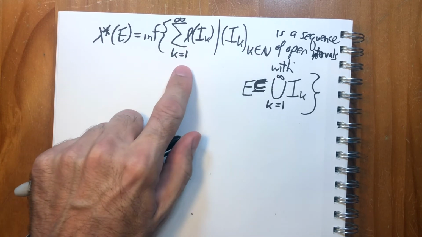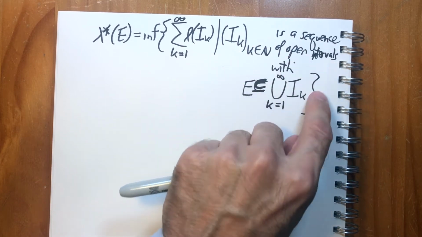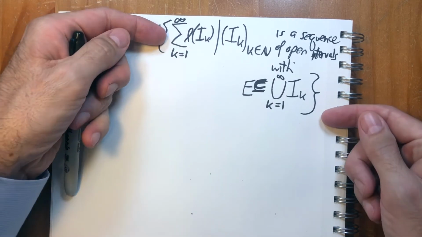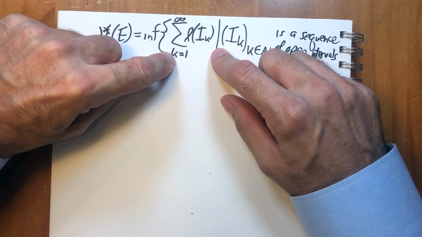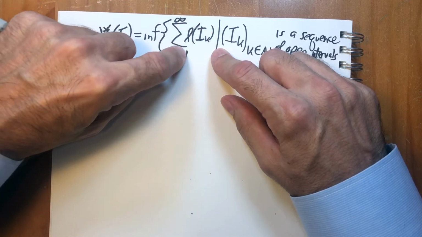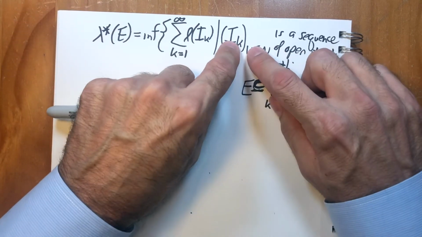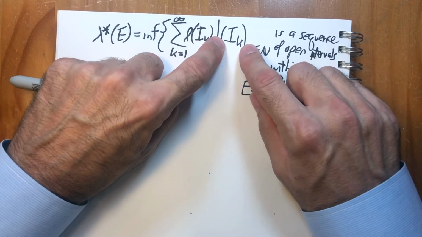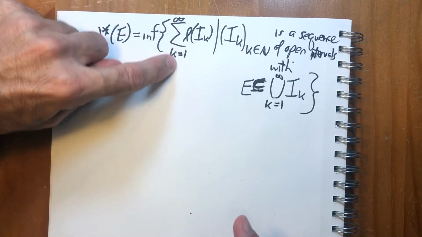But I think it's very confusing because when they say that I_k is a sequence of open intervals, then each element of this set is the sum of all of the I's from 1 to infinity. So that makes it look like each I_k is a different element that's being summed up. But over here, I_k means it's a sequence. But you don't take the sum of the whole sequence, you're summing it from 1 to infinity.